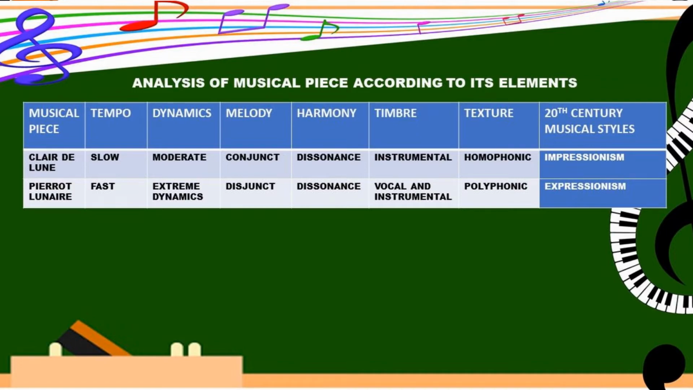The melody is disjunct. And if you notice, the song is in harsh sound or in atonal, so therefore the harmony is dissonance. The timbre used in Pierrot Lunaire is vocal and instrumental, and the texture is polyphonic. The 20th century musical style is Expressionism.